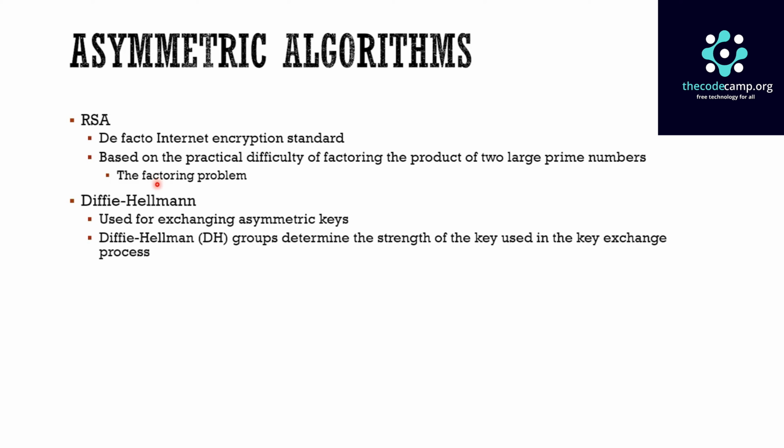Diffie-Hellman can be broken down into what are called groups to determine the strength of the key in the key exchange. You don't have to worry about that so much, but you'll have like Diffie-Hellman group 1 or group 2. We just have to use the same group type.